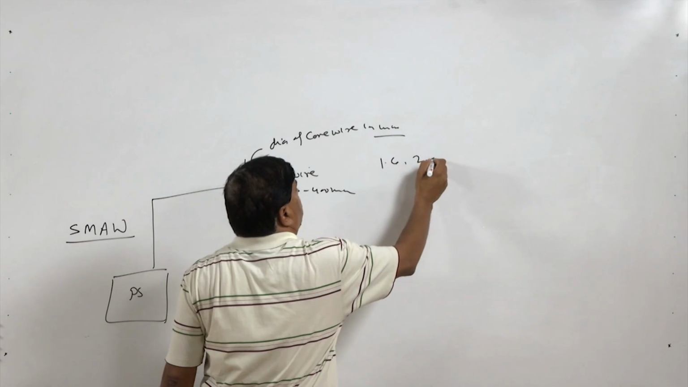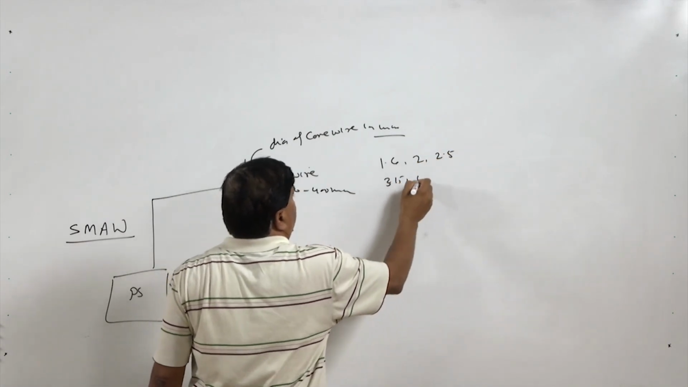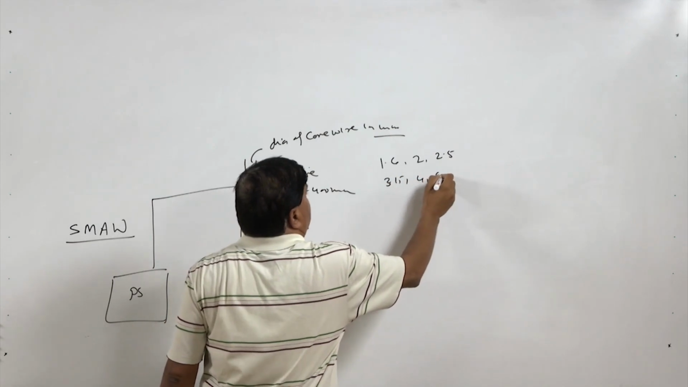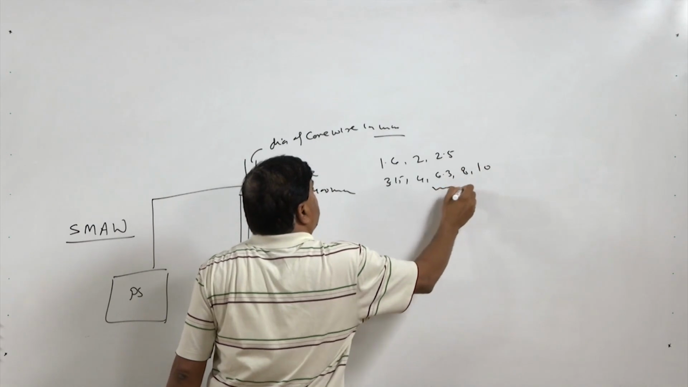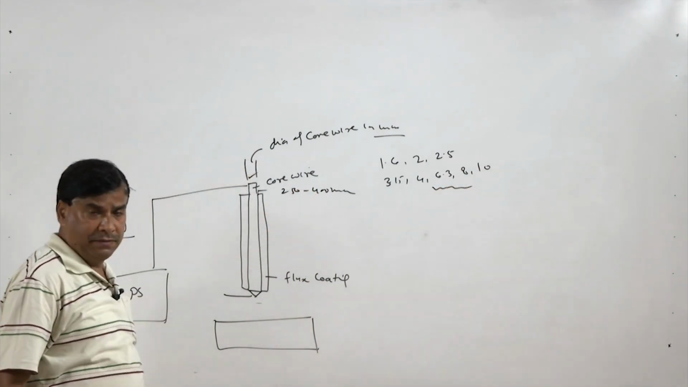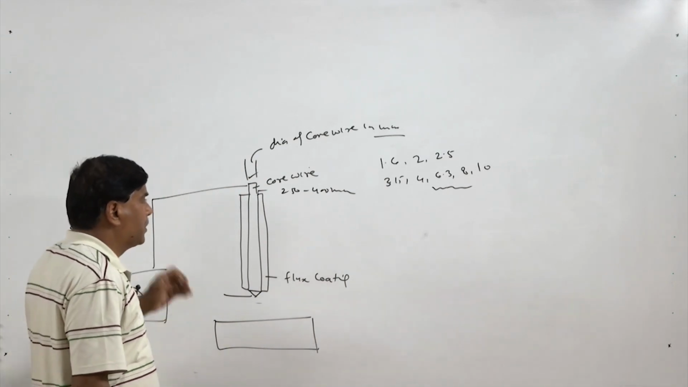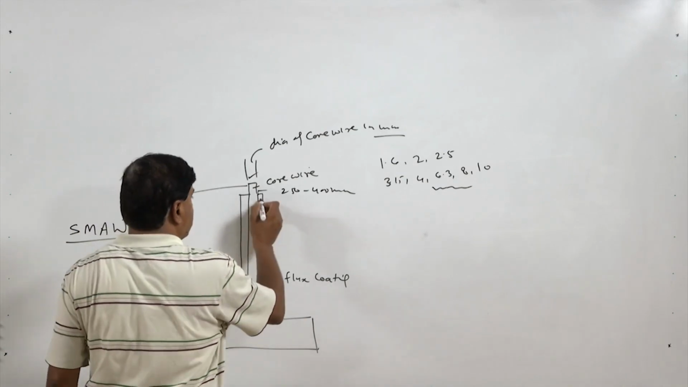So, it is very common to have 1.6, 2.5, 3.15, 4, 6.3, 8, 10 mm diameter electrodes. All these are indicating the diameter of the core wire. So, electrode diameter means the diameter of the core wire, and this is the coating.